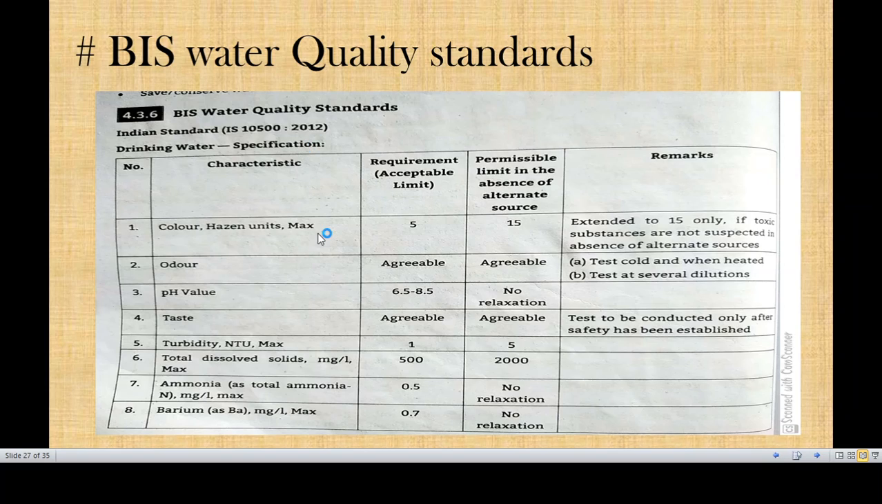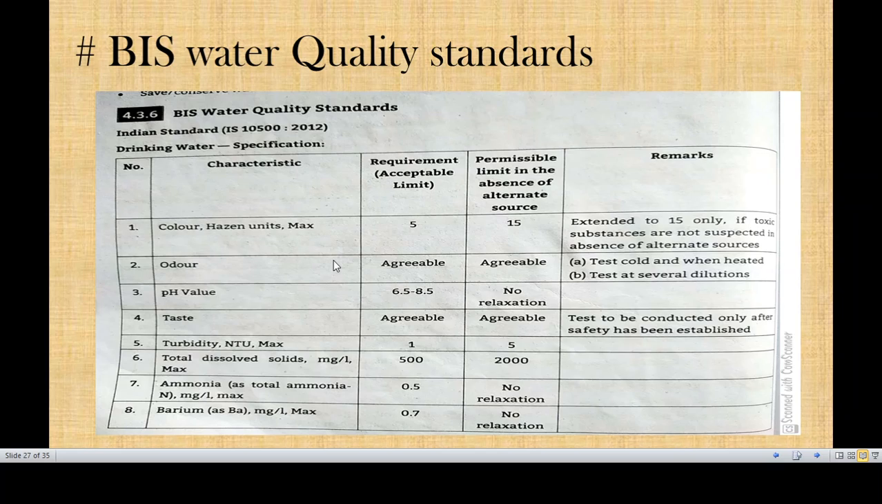So IS 10500:2012 is the IS number for this BIS system. Now what do the parameters tell us? The parameters tested are basically the pH value and turbidity, meaning what amount of turbidity the water has. For the acceptable limit of what we are drinking, the pH should be around 6.5. Okay, it should not exceed 8.5 either, and you do not have any relaxation for this pH.